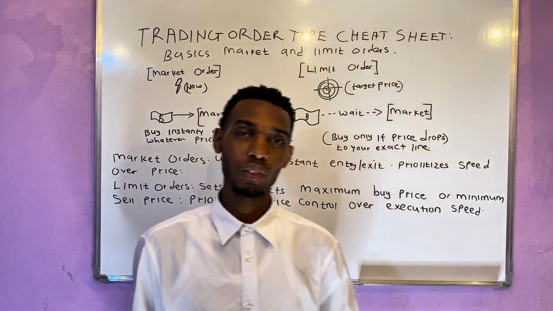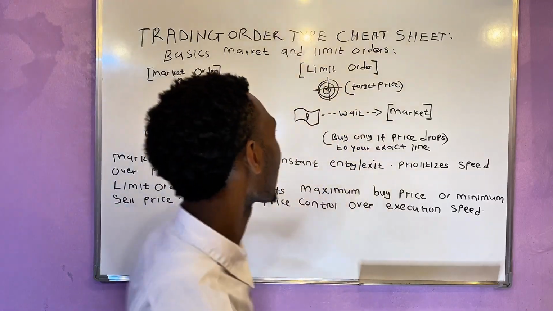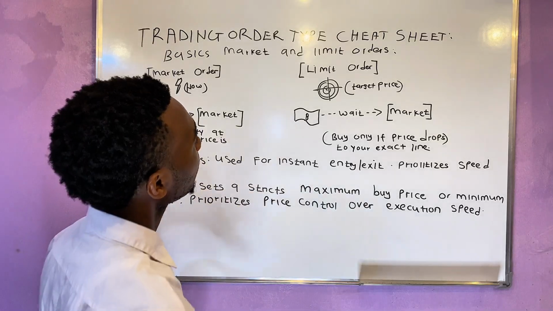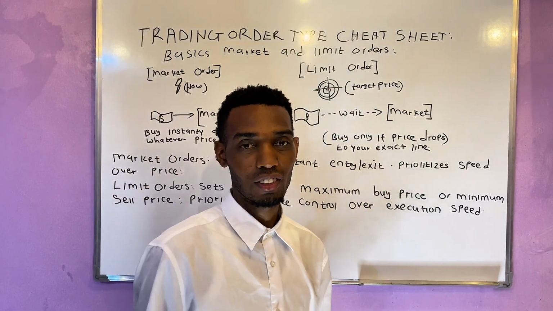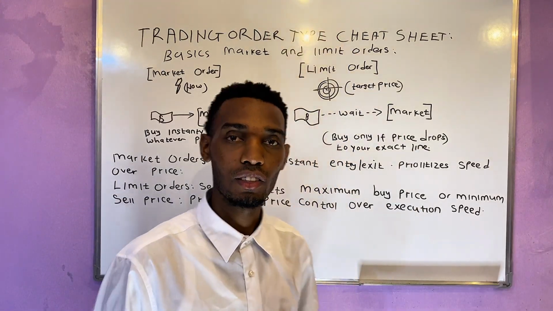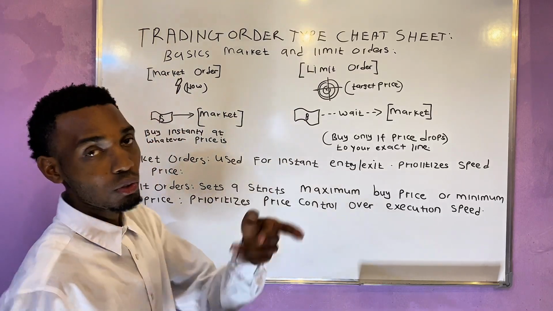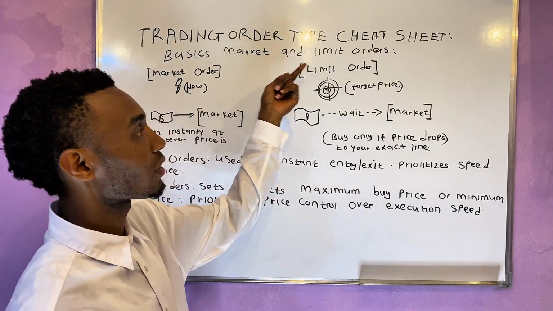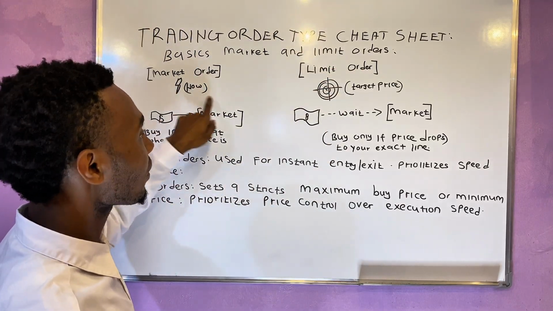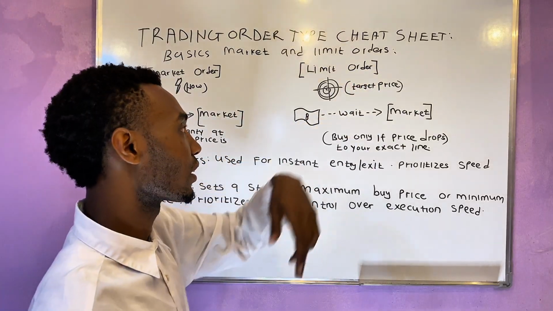Thank you, everyone. Today we're going to talk about the trading order types cheat sheet. We are going to start with the basics, market and limit orders. This is a market order, and this is a limit order with a target price.